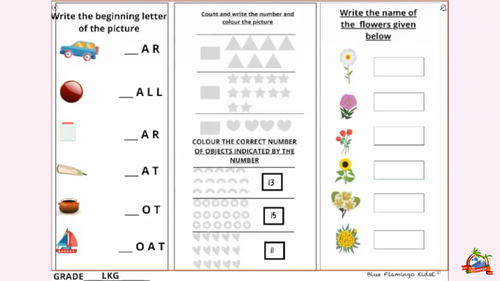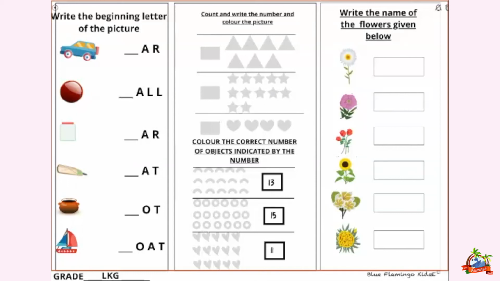Now see the next question. Color the correct number of object indicated by the number. Okay, 13. देखिए आप देख सकते हैं 13 दिया है. एक साइड पे पिक्चर्स बनी है, दूसरी साइड पे नंबर्स लिखे हैं. तो नंबर्स में क्या है? 13. तो सिर्फ 13 पिक्चर को ही कलर करना है. ओके, सिर्फ 13 ऑब्जेक्ट्स को ही हम कलर करेंगे. Understood? जितना नंबर दिया है सिर्फ उतने ही ऑब्जेक्ट को कलर करना है.